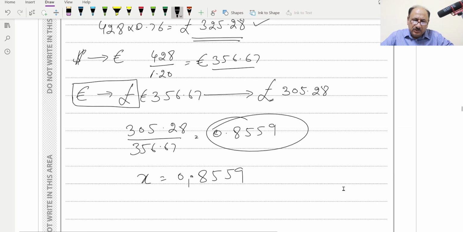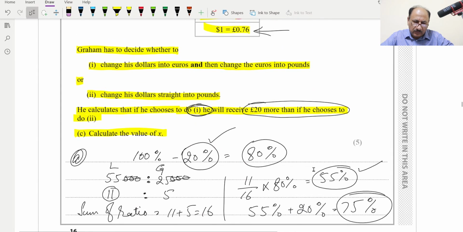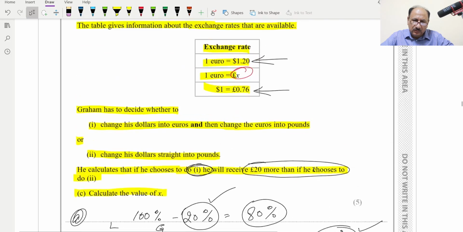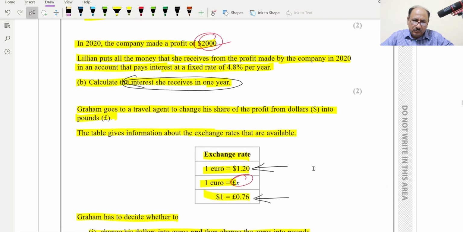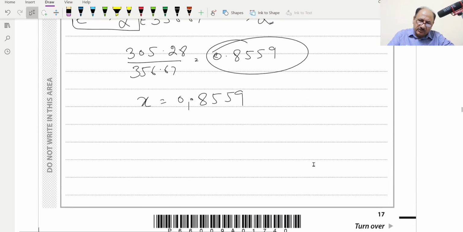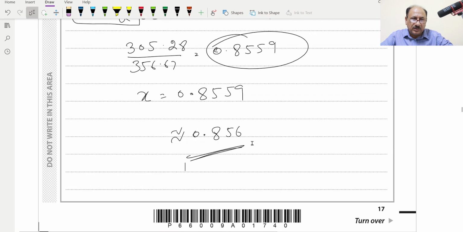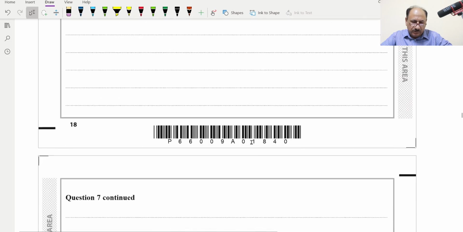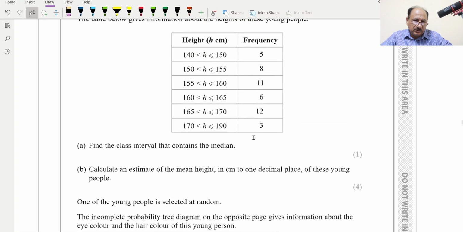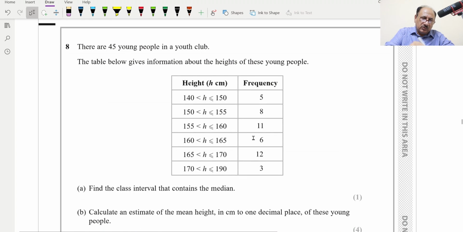0.8559, maybe up to three significant figures. They have not mentioned, but we can provide up to three significant figures. So to be on the safer side, we can write approximately 0.856 as our answer. This is done. Now we can move to question number 8, and question number 8 is basically this one.